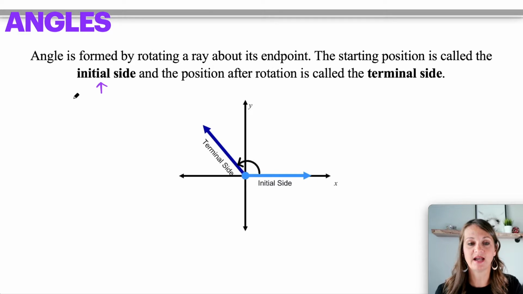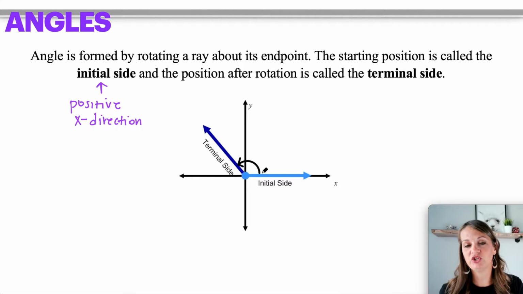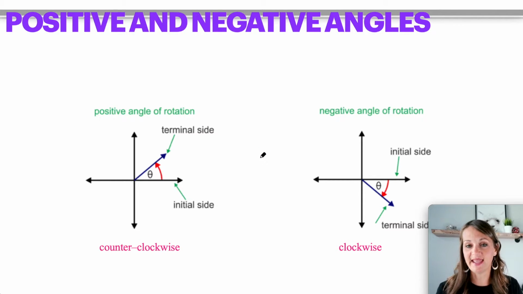So the initial side is always in the positive x direction. That always starts the initial side, and then whenever you rotate that ray around, you will come to the terminal side, and that is how we would be finding, for example, the angle theta. There are positive and negative angles. So whenever we have a coordinate plane, of course we always start on the initial side, which is the positive x.